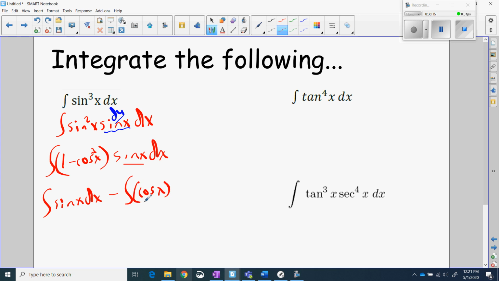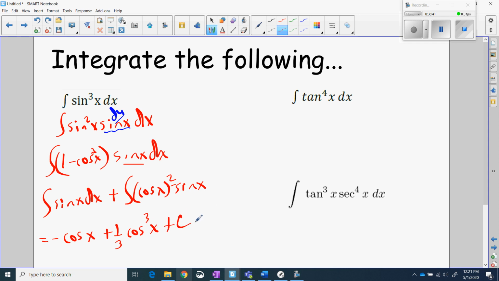I'll write it this way just so we can kind of see our chain rule better. So now this is easy. That's just the derivative of negative cos. So it'll be negative cos of x. Now this one I need a negative for the chain rule, which will switch that to a plus. Add 1 to your exponent and divide by your new exponent. 1/3 cos cubed x plus c.